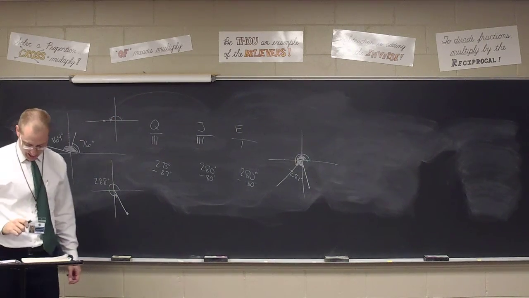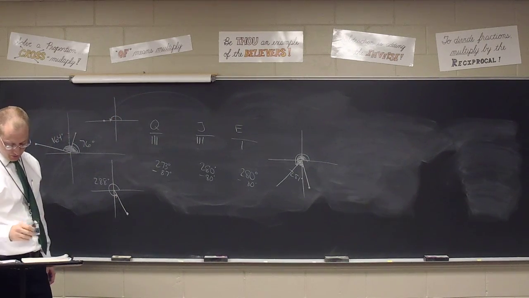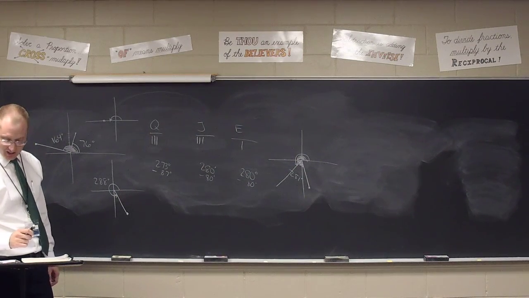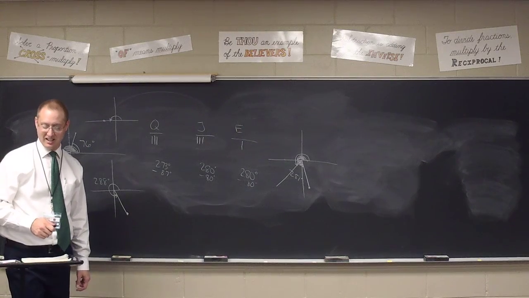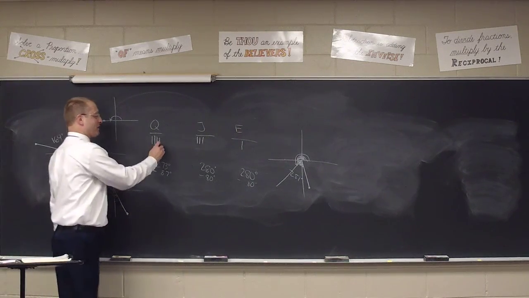And Quentin, what did you have? 180, negative 180. What did you have, Jamie? 180, negative 180. How about you, Ethan? I searched for 180 and negative 180. There it is. It is 180, negative 180. All of you had it.